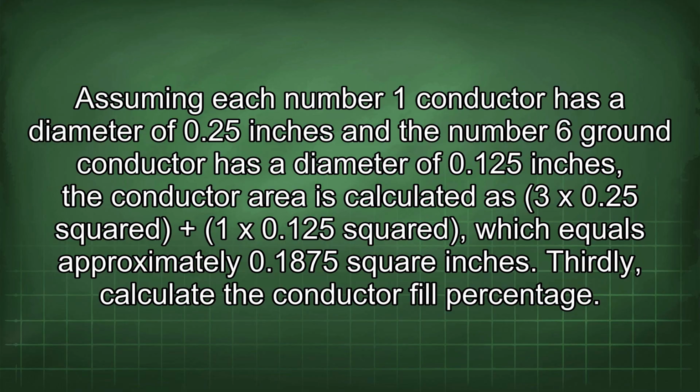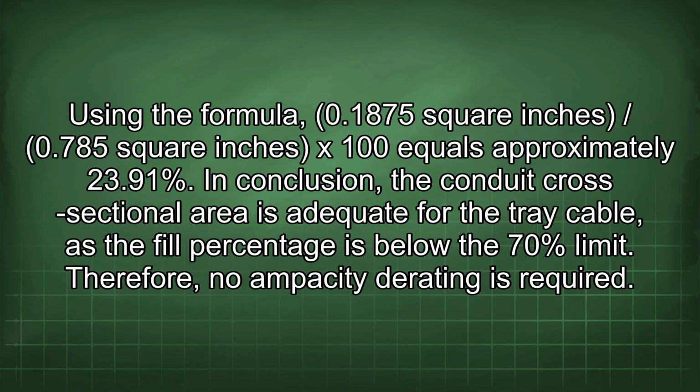Thirdly, calculate the conductor fill percentage. Using the formula, 0.1875 square inches / 0.785 square inches x 100 equals approximately 23.91%. In conclusion, the conduit cross-sectional area is adequate for the tray cable as the fill percentage is below the 70% limit. Therefore, no ampacity derating is required.